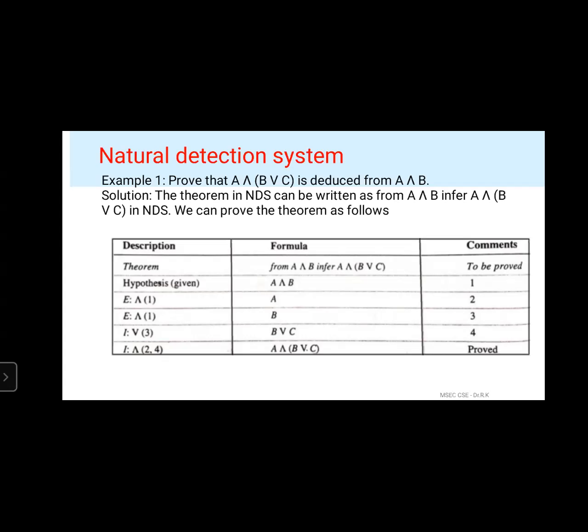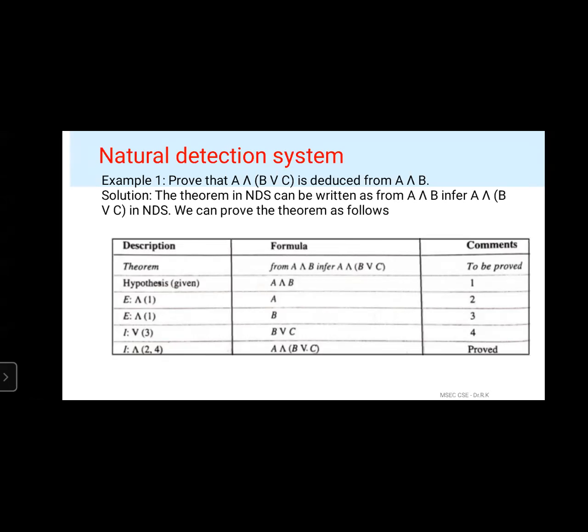So the theorem in NDS can be written as: from A and B infer A and (B or C) in NDS. Now let's see how to prove the theorem. I have to write three things here: one is description, formula, and comments. The description here is theorem.